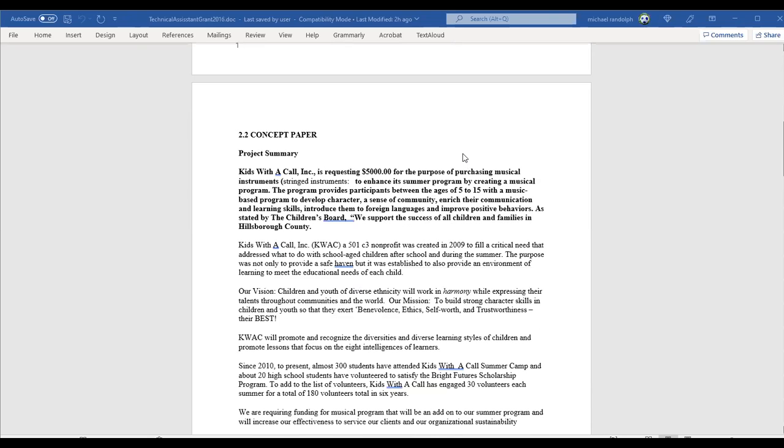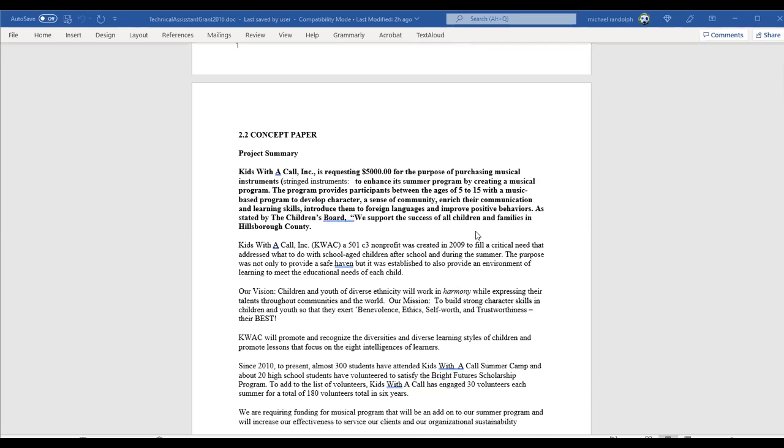Now they break that grant proposal into two areas. It's called the concept paper. The first talks about the project summary. Notice what's in the first paragraph. Read the first paragraph to me, because that should be the first paragraph of your grant when you go for one. This should be your first paragraph.